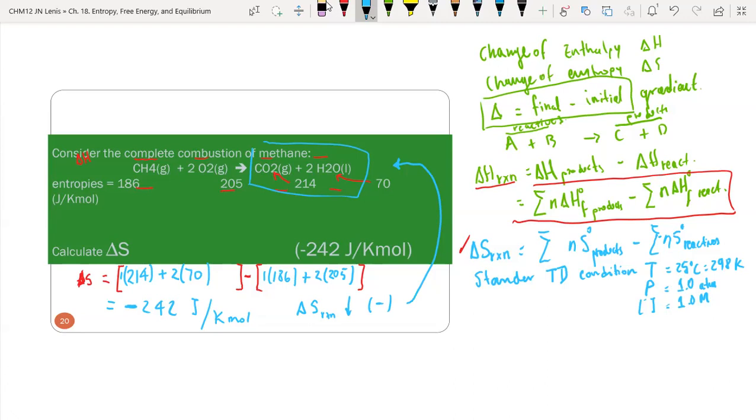But when we compare to the products, look what happened. Two gases making a gas, this is good, nature likes that. And what about here? Liquid. In the liquid state, you have molecules in a better state of order, more organized than water gas. So that's why in this reaction producing liquid water, the entropy went down.